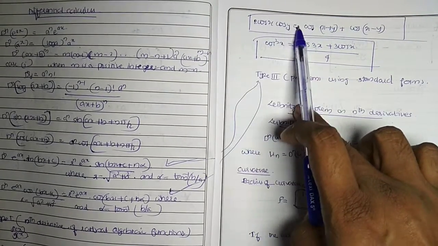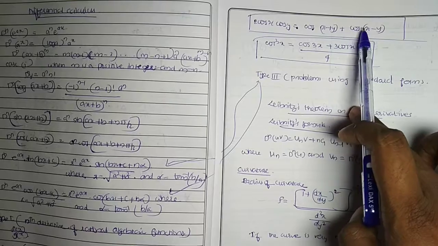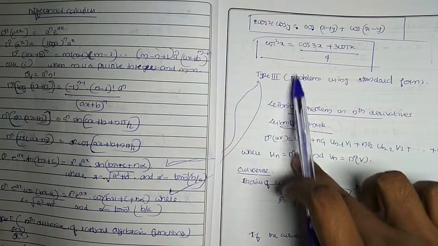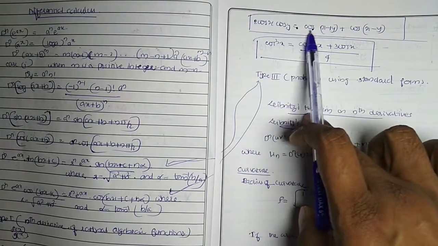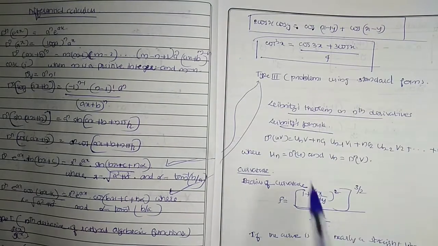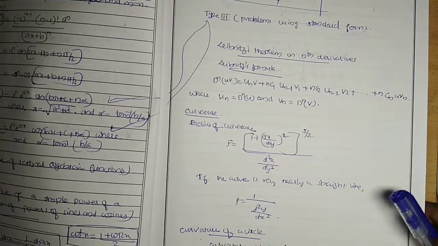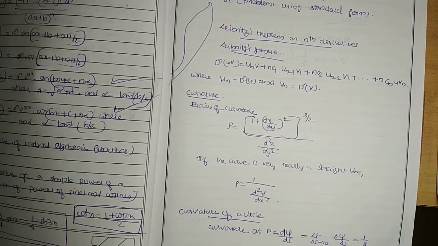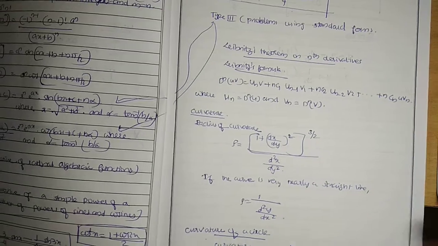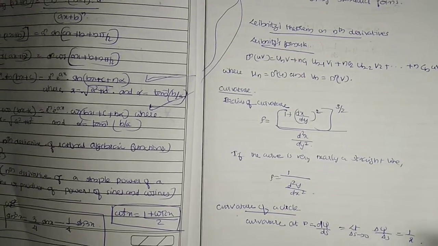2 cos x cos y is equal to cos of x plus y plus cos of x minus y. Type 3: problems using standard forms. These three types of questions are very important.